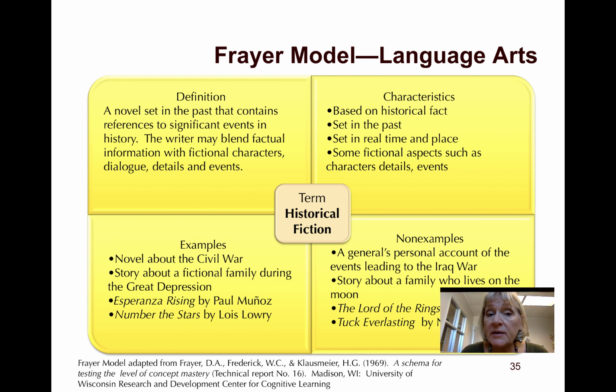So what are some characteristics of historical fiction? Well, it is based on historical fact. It's set in the past. It's set in a real time and place, something that really happened. But some fictional aspects are included, such as characters, details, and events. So let's give some examples. A novel about the Civil War. One of my favorites is a book called Across 5 Aprils by Irene Hunt. Story about a fictional family during the Great Depression. Okay, you can probably all think of several of those. Esperanza Rising by Pam Muñoz Ryan.